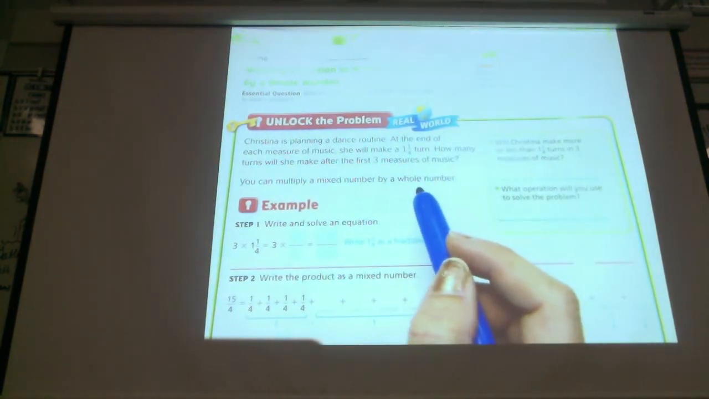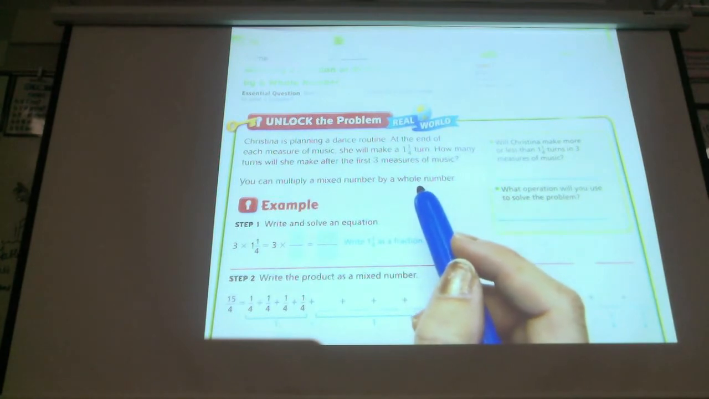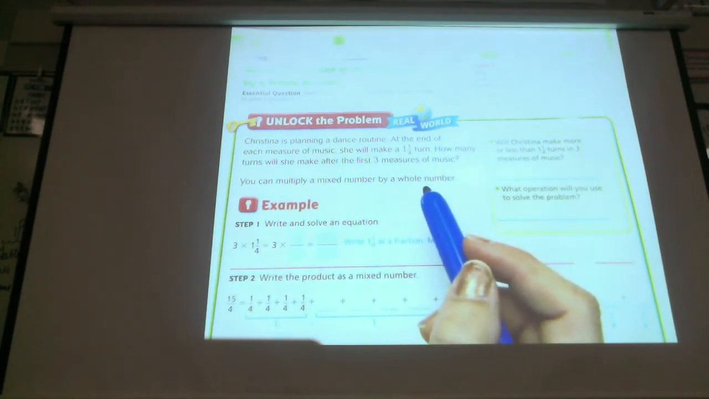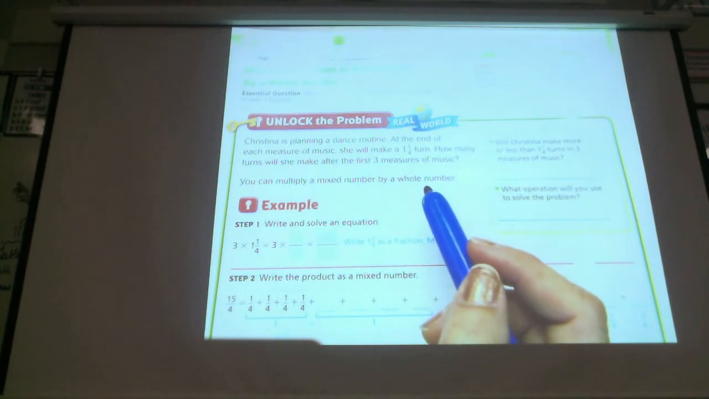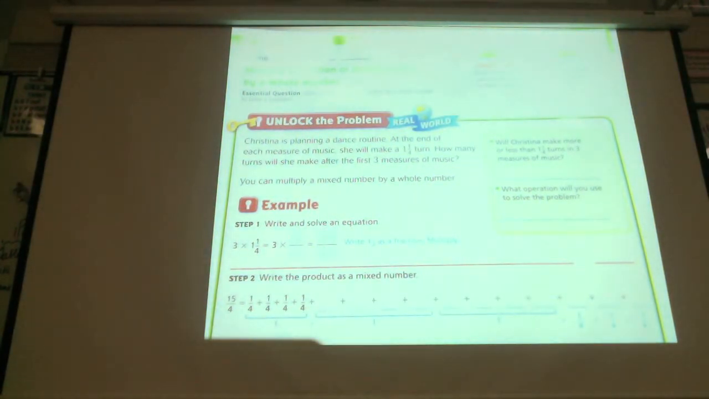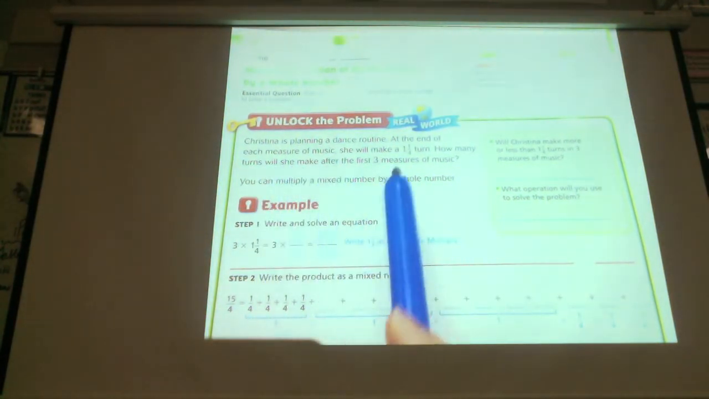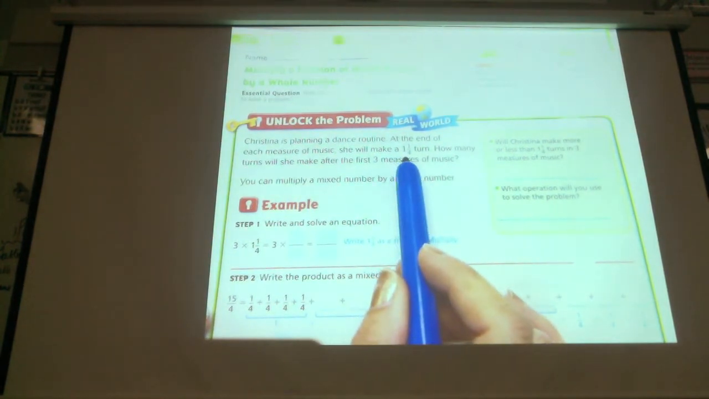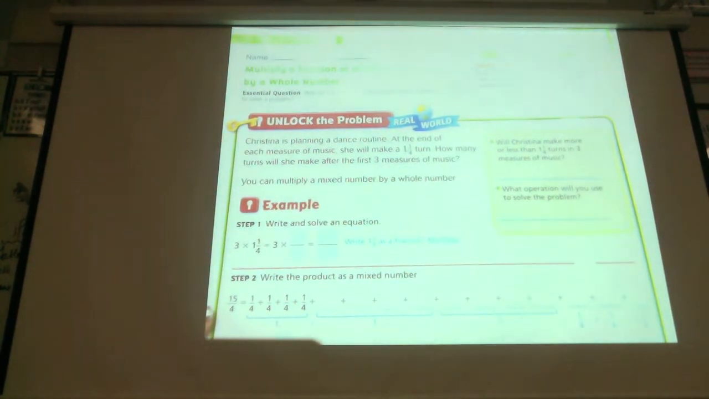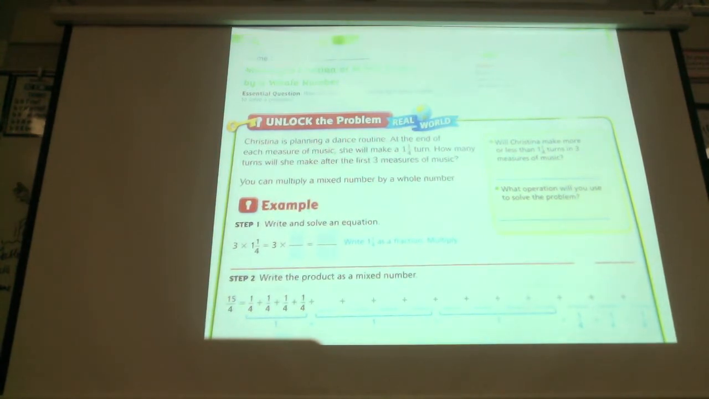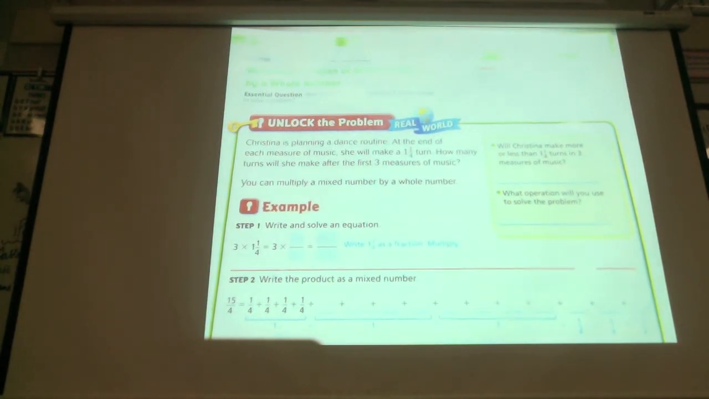Now I want you to think about this. How many of you even know what a measure is? I know some of you because you do music or dance. If you don't know what a measure is, it's okay because it doesn't matter. You know that she's going to make a 1 1/4 turn after each one, whatever that measure is, and she's going to have 3 measures. So it doesn't really matter what a measure is. If you don't understand music, it's okay, as long as you understand what is being asked.